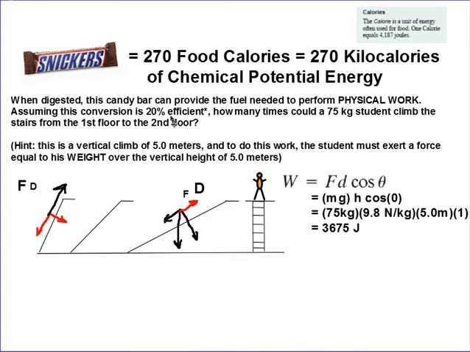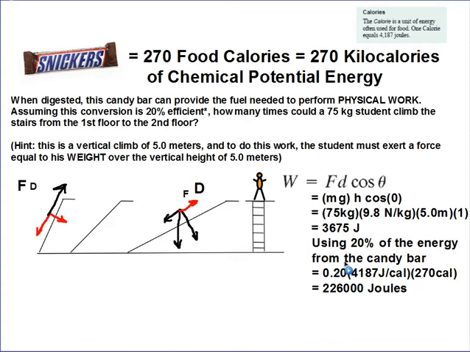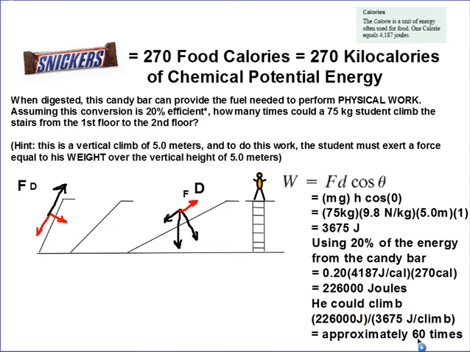Now if he has to burn off 20% of this amount of energy, let's first determine how much 20% is. 20% of this much energy is 226,000 joules. Well, if he has to burn off that much energy and he burns off this much energy per climb, then the number of times he could climb those steps is about 60 times. So for one candy bar, you're going to have to climb those steps about 60 times to burn off that energy.